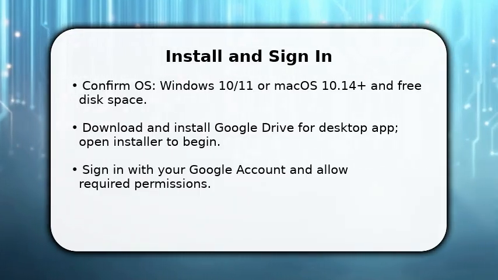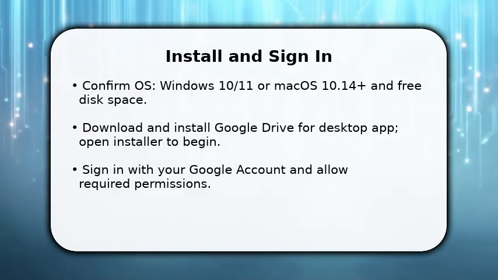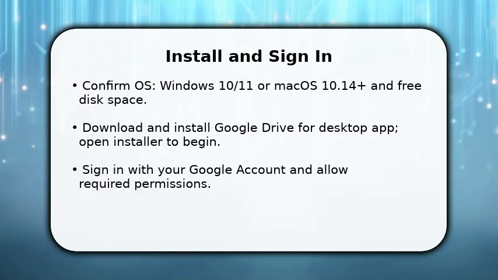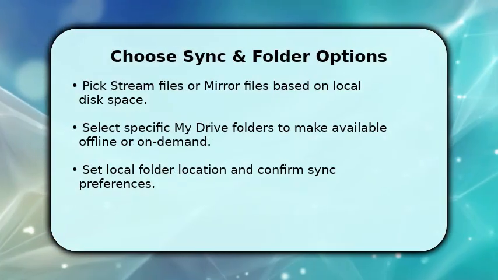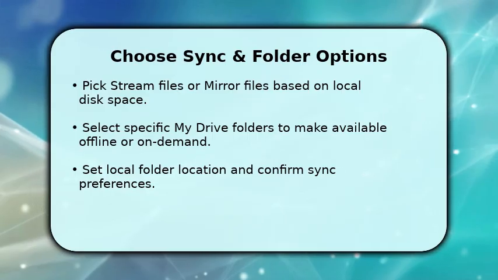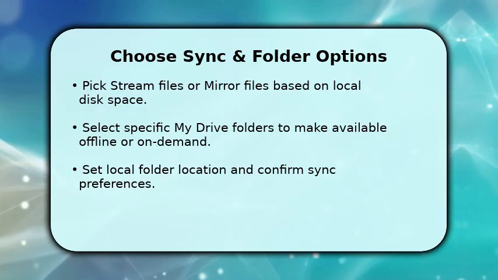After installation completes, you'll see the Drive icon in the system tray or menu bar. From here, click that icon to continue. This is where you choose how cloud folders map to your desktop. Once the app is open, choose between streaming files to save space or mirroring for offline access. Streaming shows files on demand, while mirroring keeps copies locally.